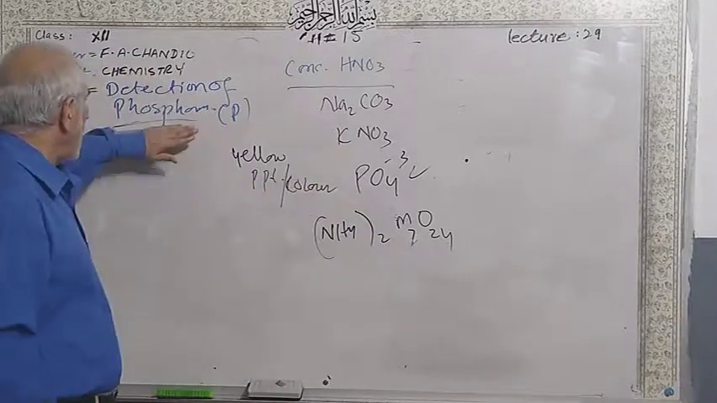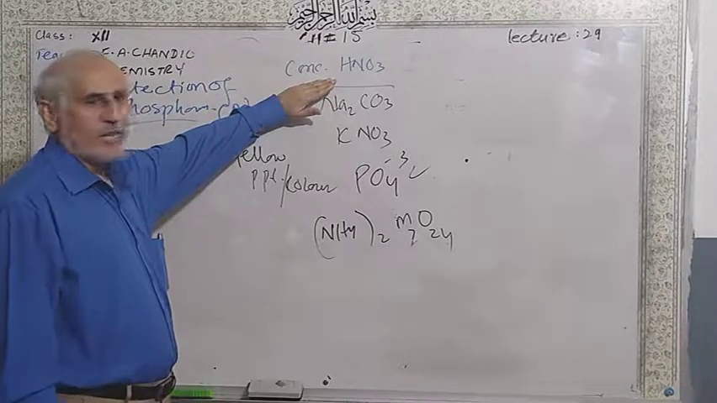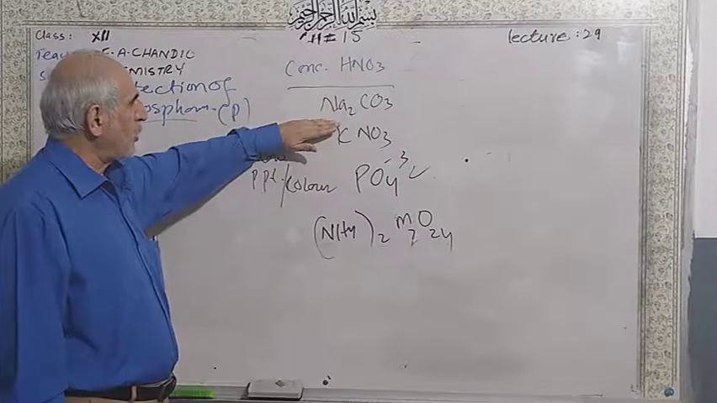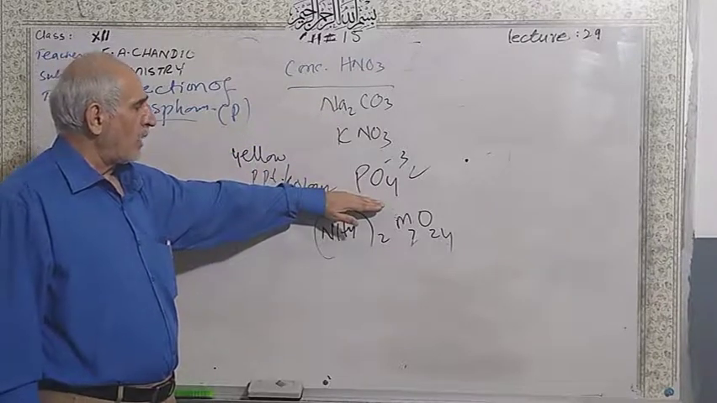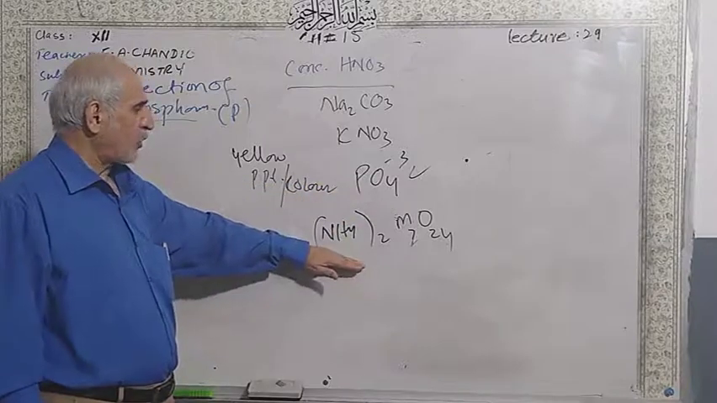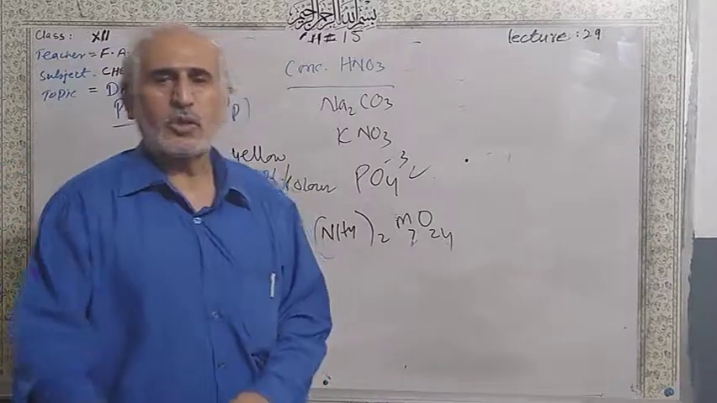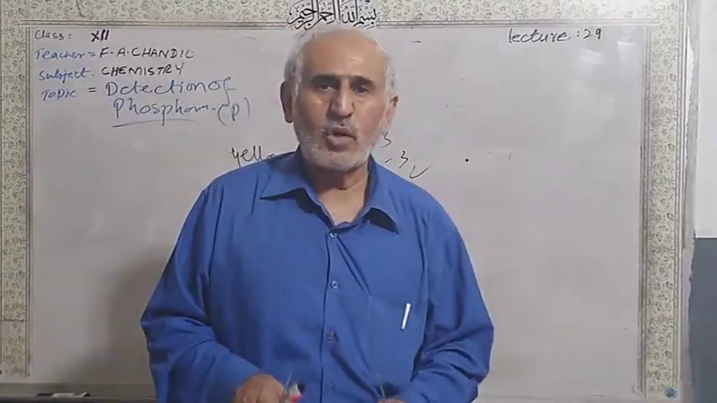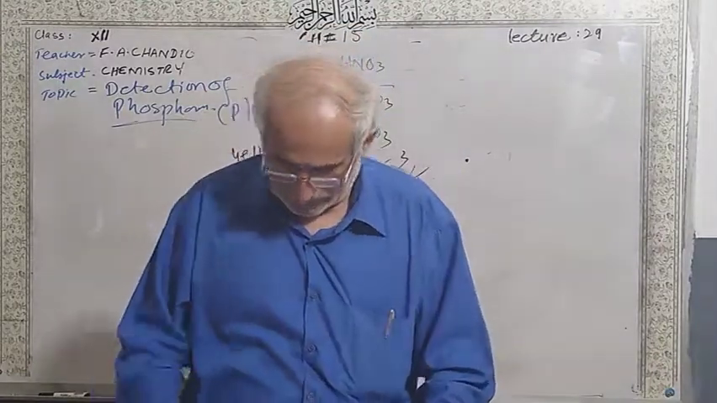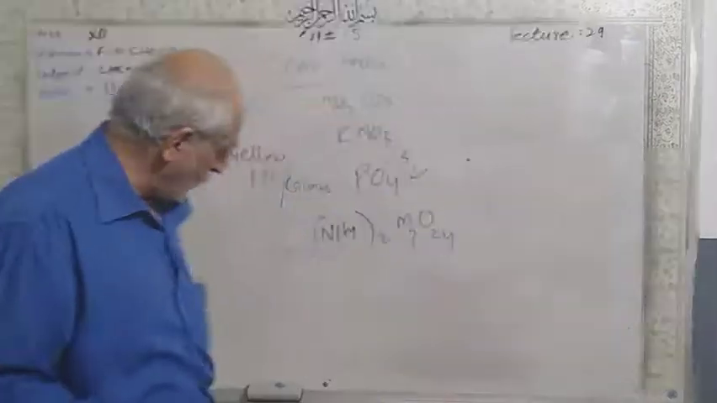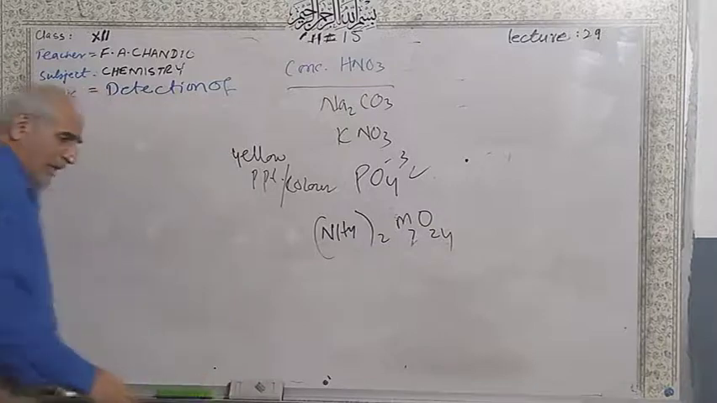So again, the organic compound containing phosphorus is heated with concentrated nitric acid, followed by sodium carbonate and potassium nitrate, and phosphate is formed in the solution. Then you put in ammonium molybdate and heat it. You will get a yellow color of the solution or a yellow precipitate. This yellow color indicates that phosphorus is present in the organic compound. Now, some organic compounds contain metals. Maybe metals are there.